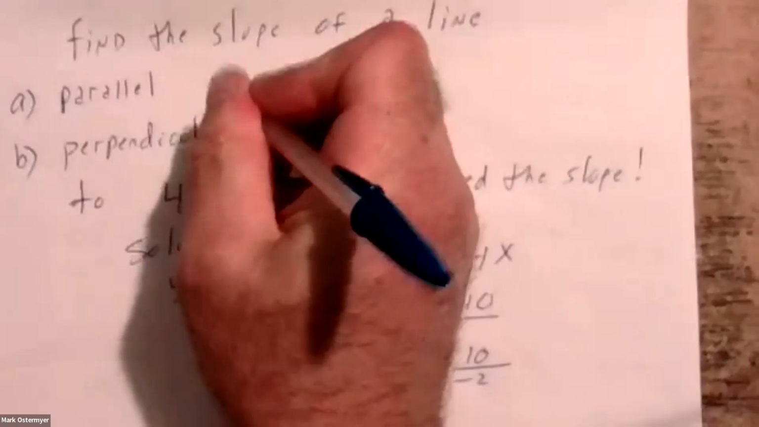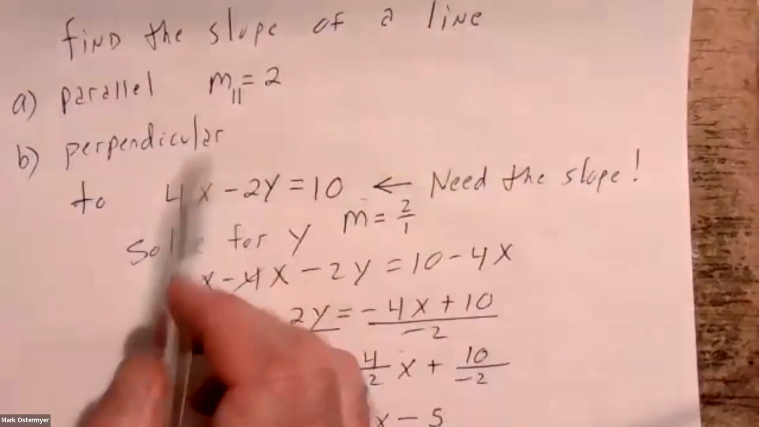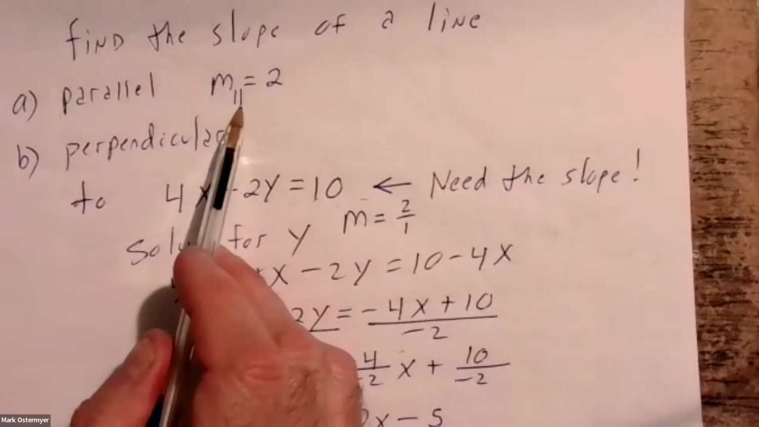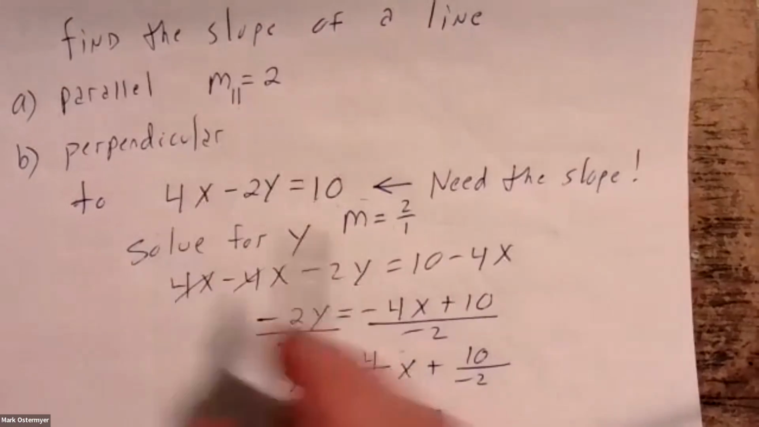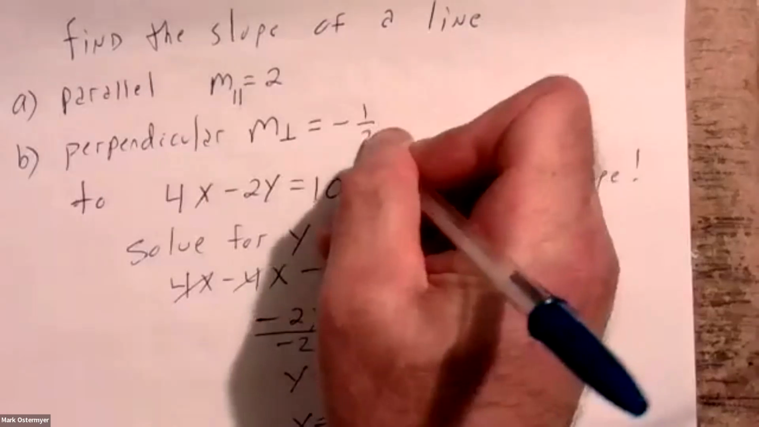Has to be the same. It has to be the same. So the slope of my parallel line must also be 2. Look at my symbolism. The slope of my parallel line must be equal to 2. What must be the slope of my perpendicular line? Negative 1/2. Negative 1/2. And we're done with this problem.